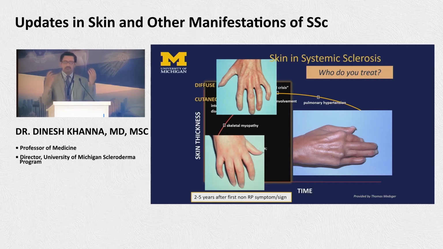If a patient has early puffy hands, and if they are topo1 positive or RNA polymerase III positive, that's a patient I would add immunosuppressive therapy. If this patient had anti-centromere antibody, I probably would not add immunosuppressive therapy.